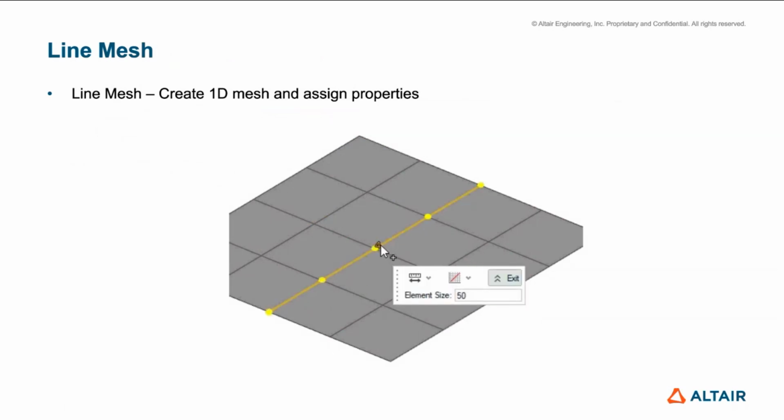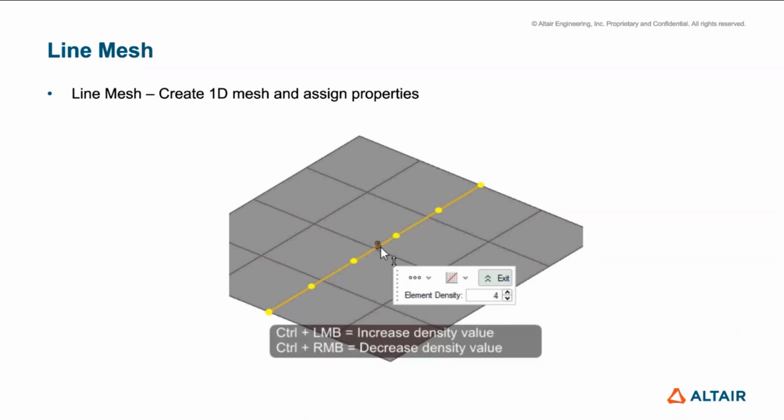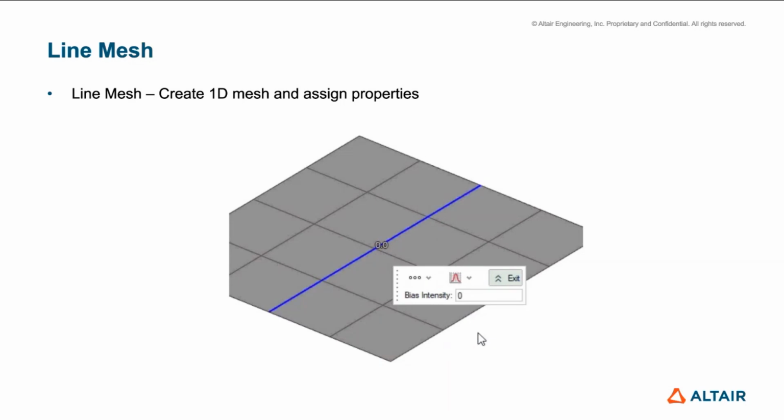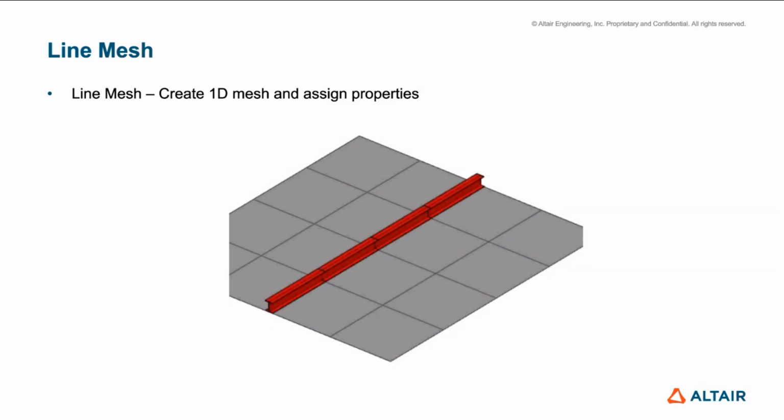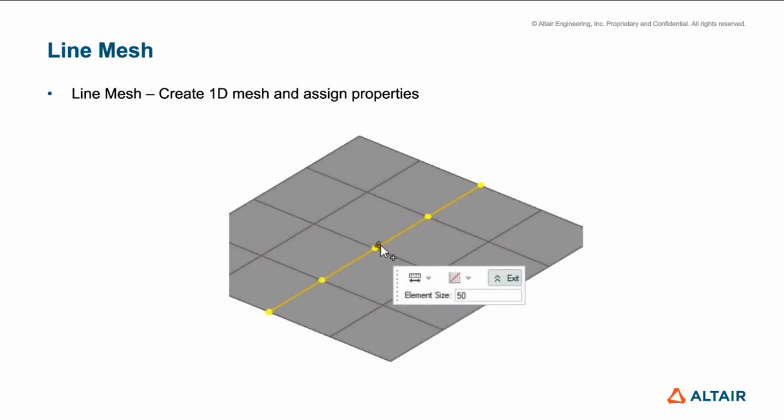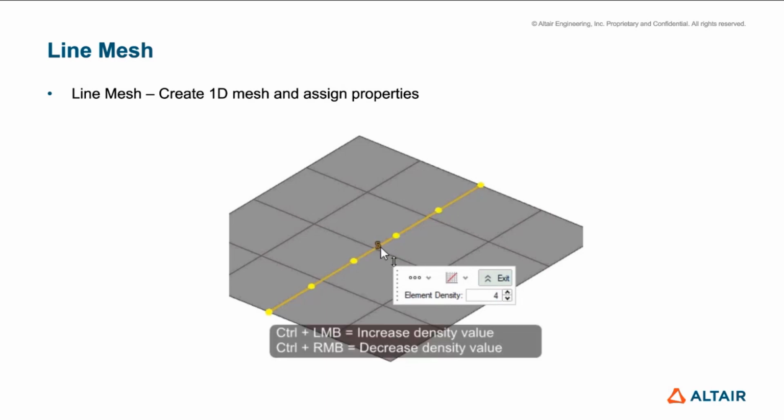Another item is the line mesh item. This is still being worked on as we speak. The basic functionality of providing line mesh is available, and we are working on assigning the properties as well. So you can see from the small video how we can provide the biasing as well as the element density and size and so on. And you can see here that you can actually assign the beam sections or the properties right up front through the controls, and you can also visualize it right here.